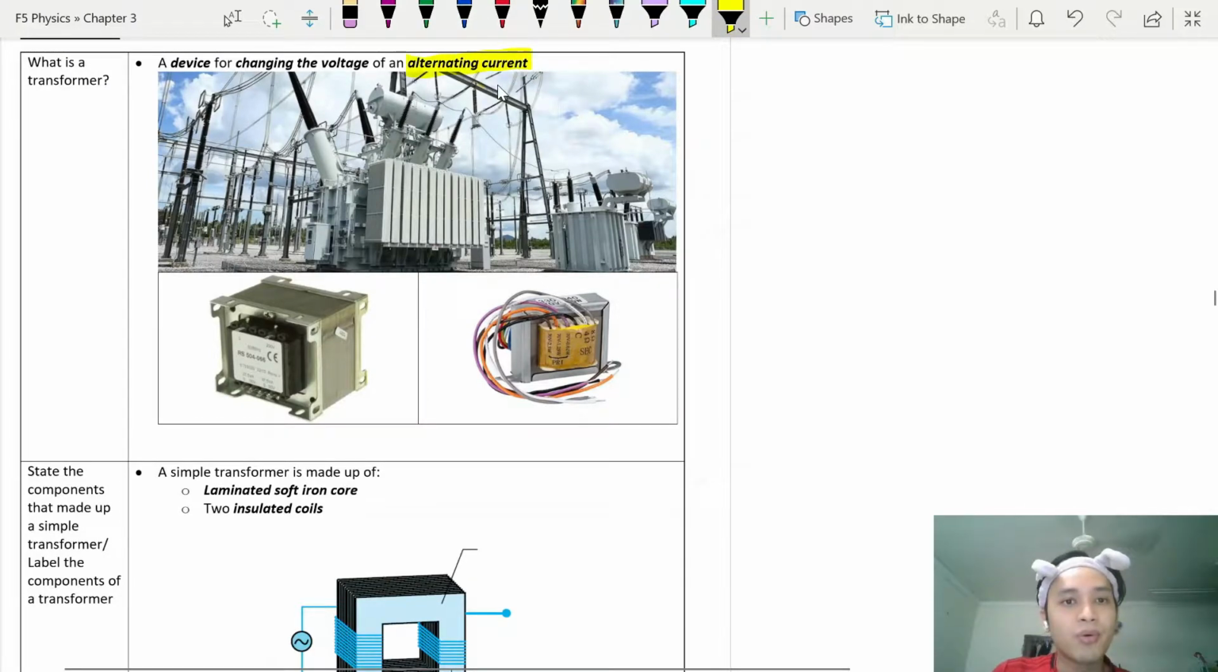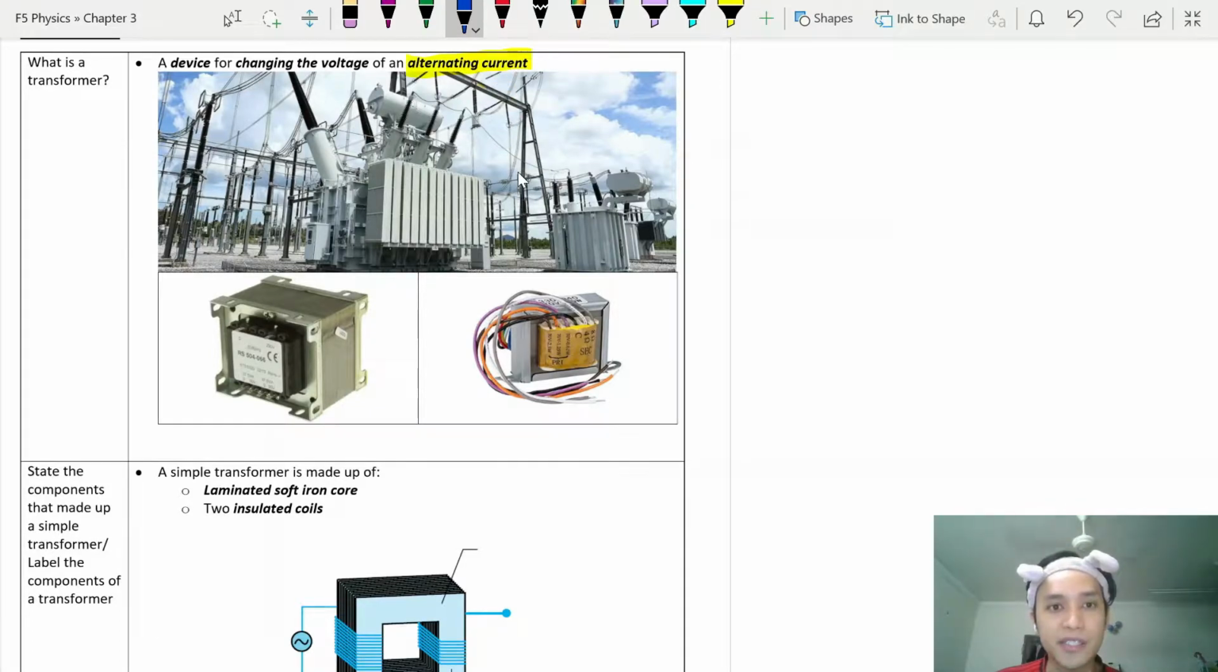So this is the first important thing of a transformer. They can only work with alternating current. They cannot work with a direct current. If you use a direct current, the transformer will not function.